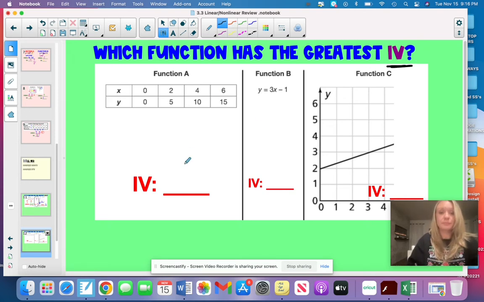Okay, now we're going to use the same diagram, but what we're going to compare is the initial value for each one. So for function A, we look at where x is 0 and we pick the number next to it. Guess what? It's 0. So the initial value is 0.